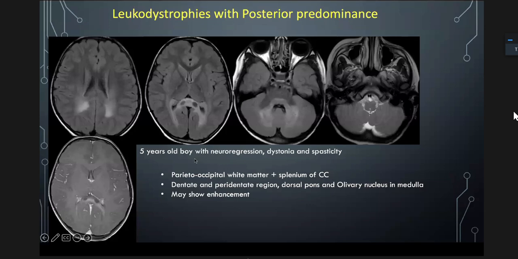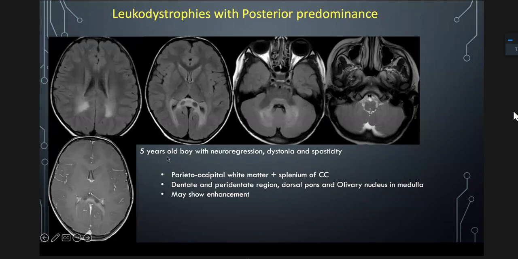Now, this is a 5-year-old boy with neuroregression, dystonia, and spasticity. Most commonly, these are the symptoms with which the child will present. The child is normal, and then he regresses, or he forgets his milestones, stops sitting, stops talking, stops walking, etc. Dystonia and spasticity. Spasticity, again, means some central nervous system involvement or upper motor neuron lesion.